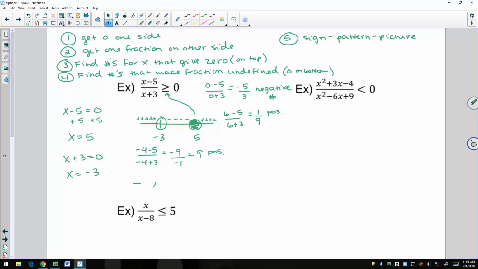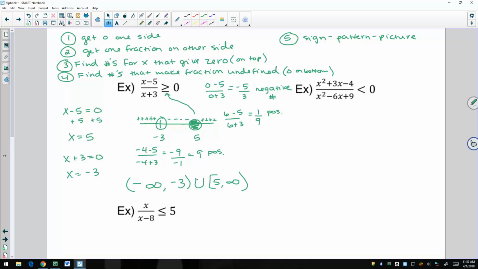So I want to go from -infinity up to -3, but I cannot include -3 or -infinity. Union with, then I want to pick back up at 5, but I can include 5, and then I'm going to go on to infinity. Those are all the x's that would work in this equation. I would get a number that's bigger than or equal to 0.